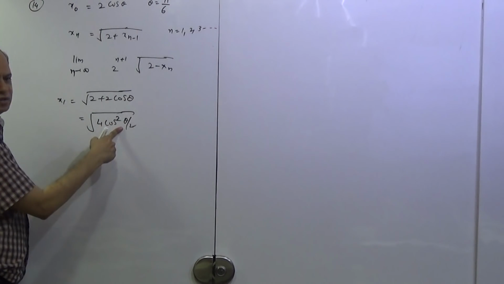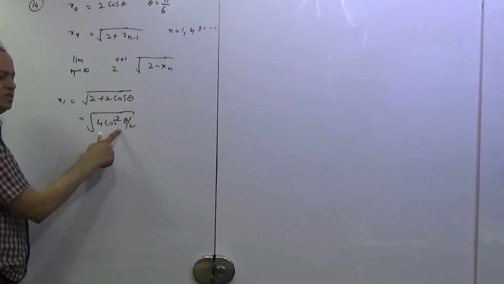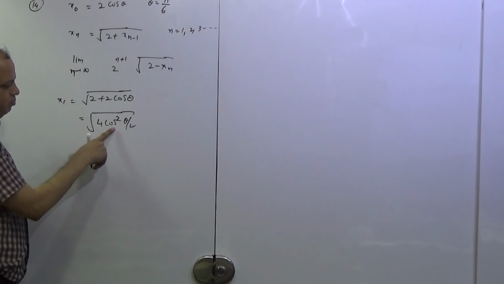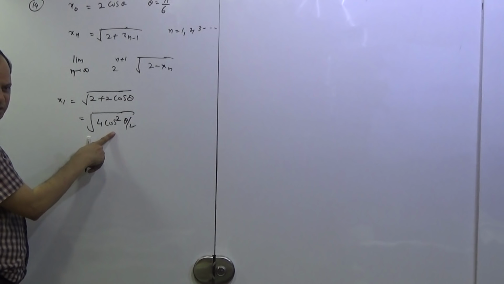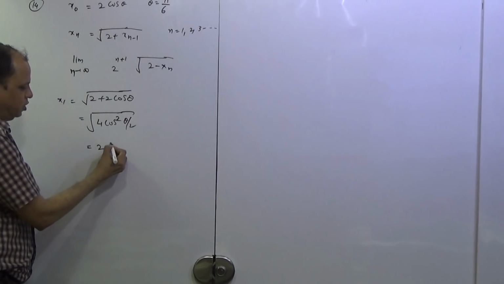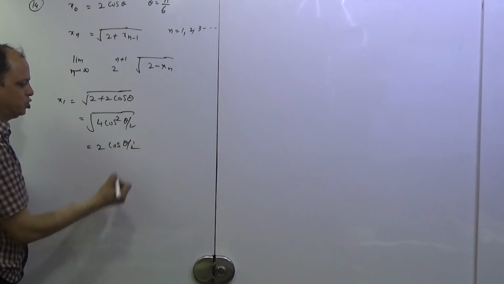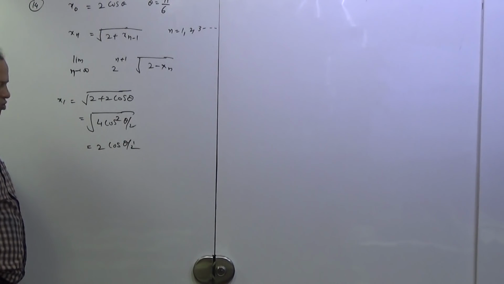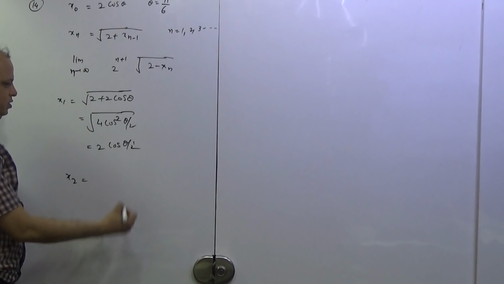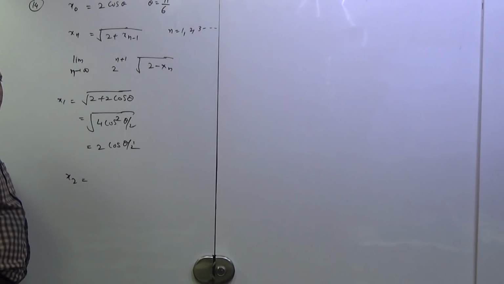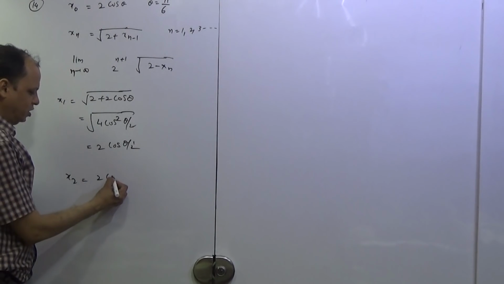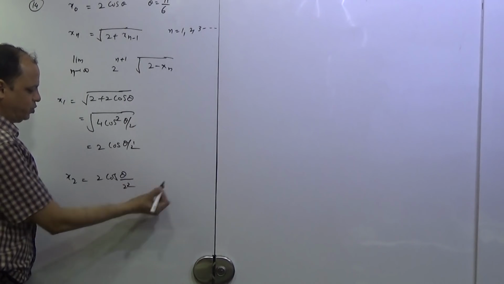What is theta over here? Pi by 6. So it is in the first quadrant. Mod cos theta by 2 will be cos theta by 2. So this becomes 2 cos theta by 2. x1 is 2 cos theta by 2 raised to power 1. What is x2? 2 cos theta by 2 raised to power 2. Yeah, that's right, 2 cos theta by 2 square.